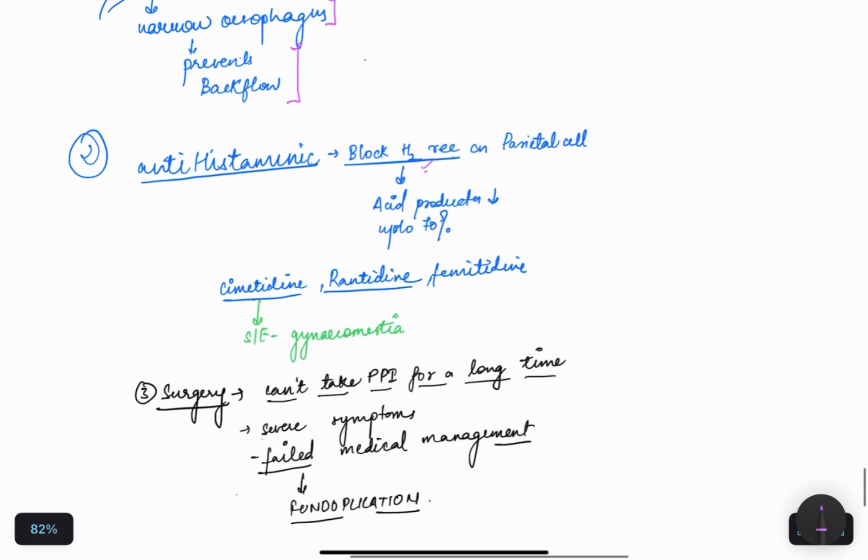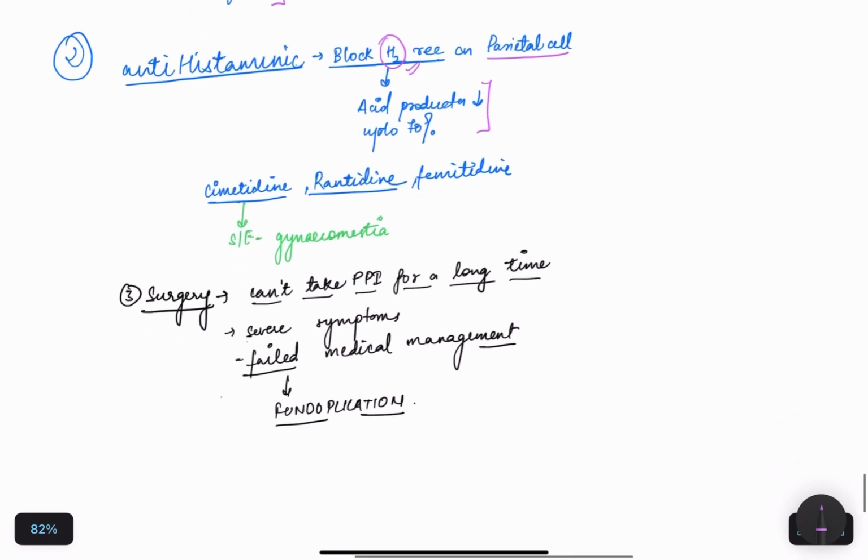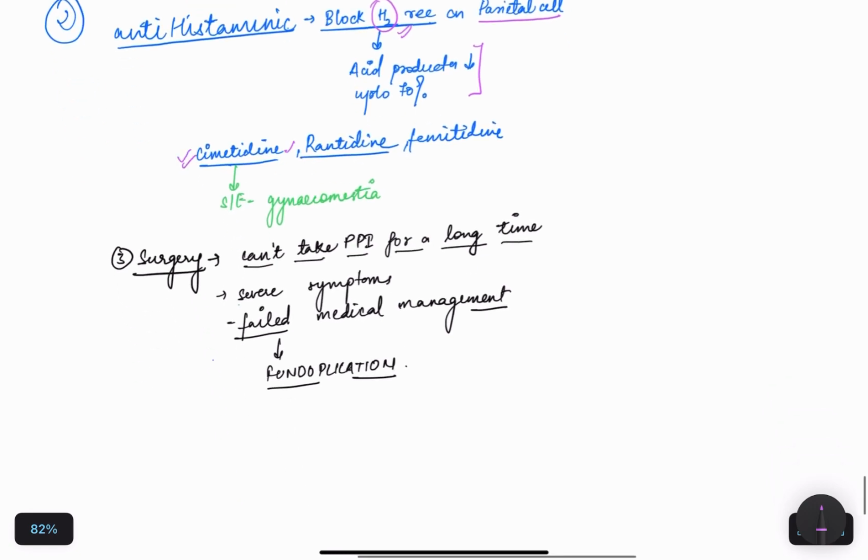It will block the H2 receptor, that is the histamine receptor on the parietal cell, which will also reduce acid production by up to 70%. The drugs can be cimetidine, ranitidine, and famotidine. But the side effect of cimetidine is gynecomastia. So we will prescribe them less and we will prescribe more of PPIs.